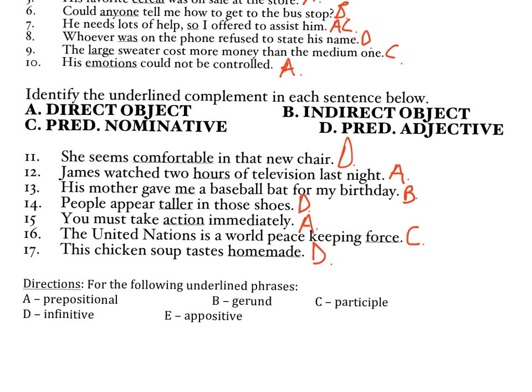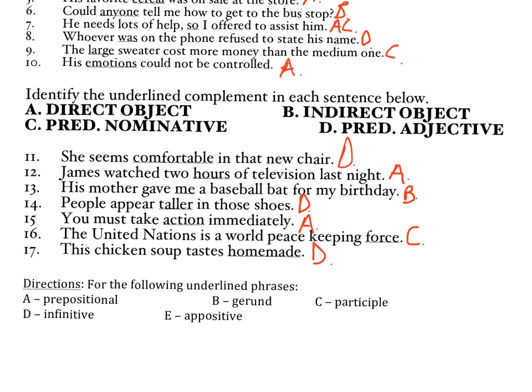James watched 2 hours of television last night. Watched what? So watched is an action verb. When you ask watched what, you get the direct object. Okay. Remember that direct objects and indirect objects will never be in prep phrases, so television can't be your object. It's hours. That's the direct object.